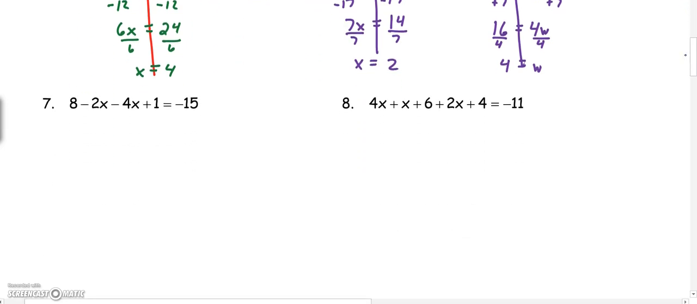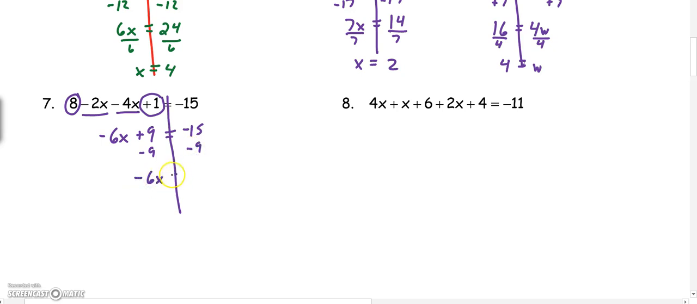Number 7, when we combine like terms, there's a couple of different things to combine this time. So our x's combined together and our constants combined together. So I get negative 6x plus 9 is equal to negative 15. I'm going to subtract 9 from both sides. Negative 6x equals negative 24. And we can divide by negative 6. So x equals 4.